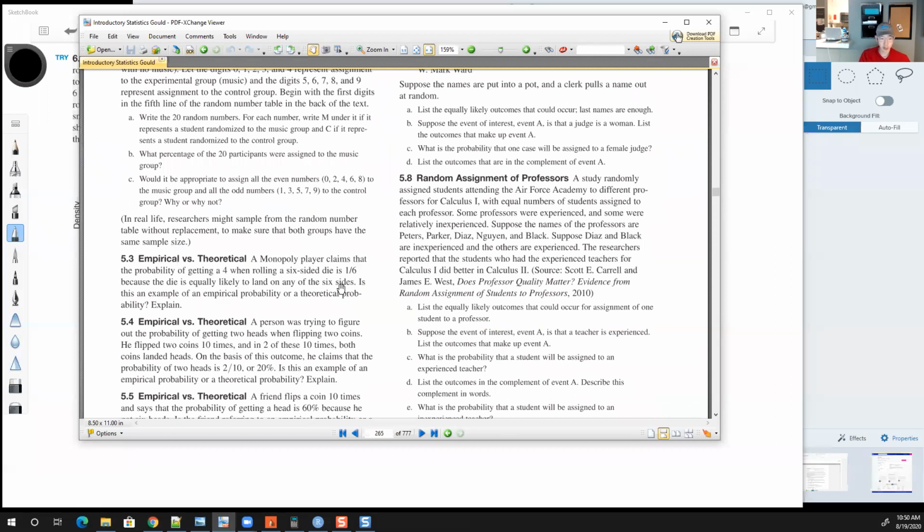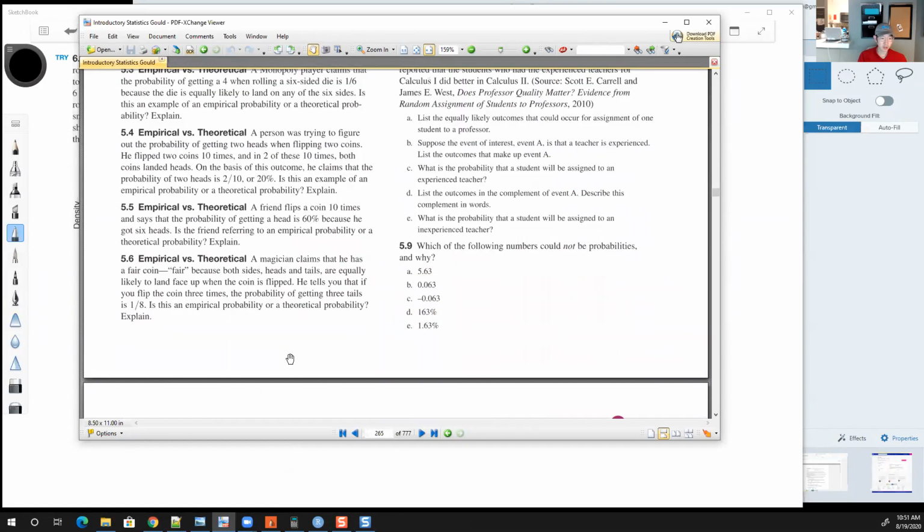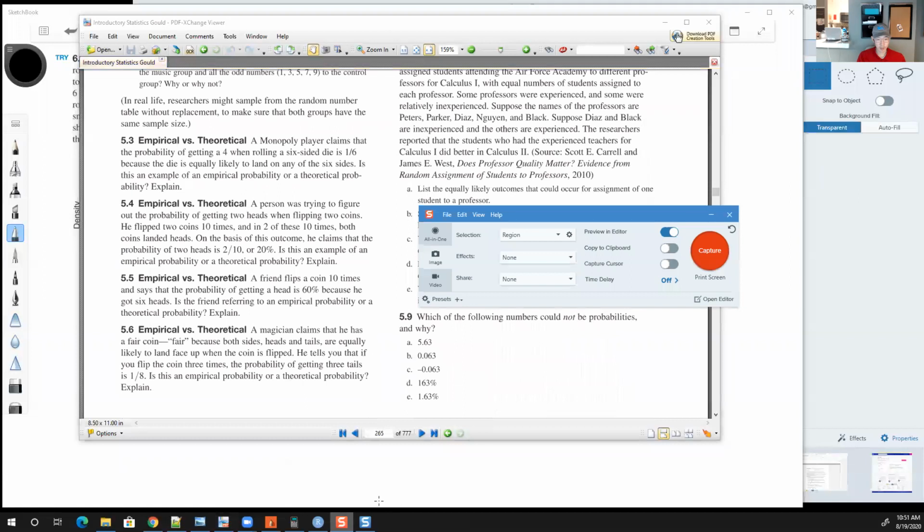All right. Monopoly player claims that the probability of getting a 4 when rolling a 6-sided die is 1 in 6 because the die is equally likely to land on any of the 6 sides. Is this an empirical probability or a theoretic probability? Okay. Yeah, let's just do all of these ones.